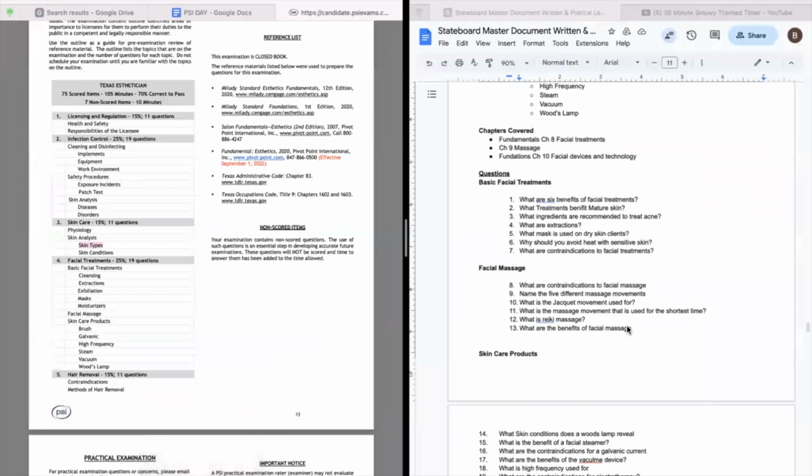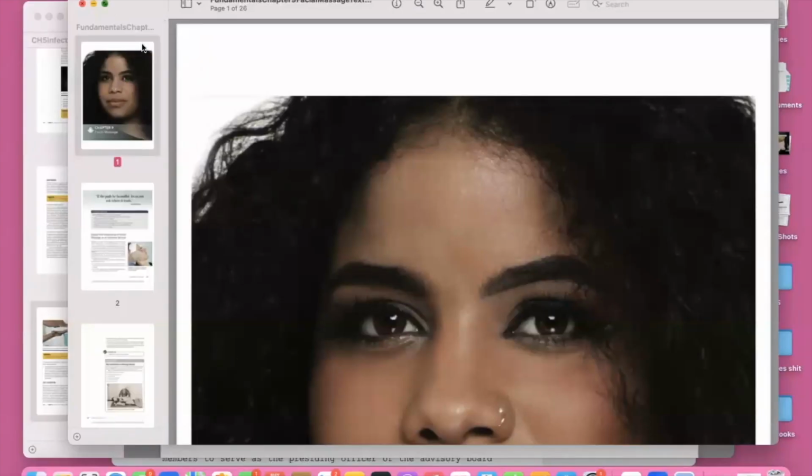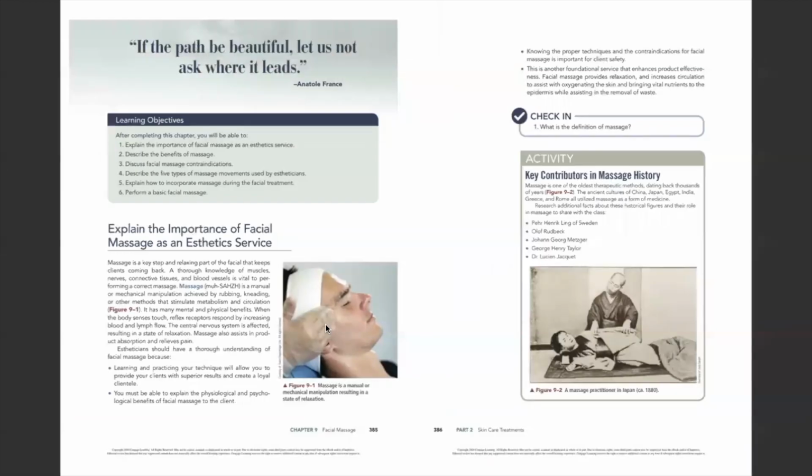Facial massages, you want to be comfortable with the contraindications, the different movements, effleurage, petrissage, tapotement. You want to be comfortable with the different massage types and the founders of those types of massage. So you see Jacquet there. Let's go and pull up another one.